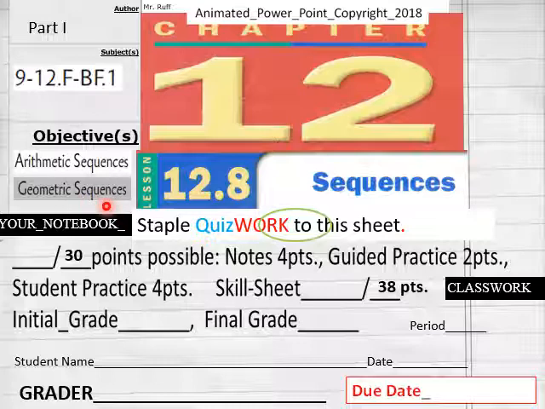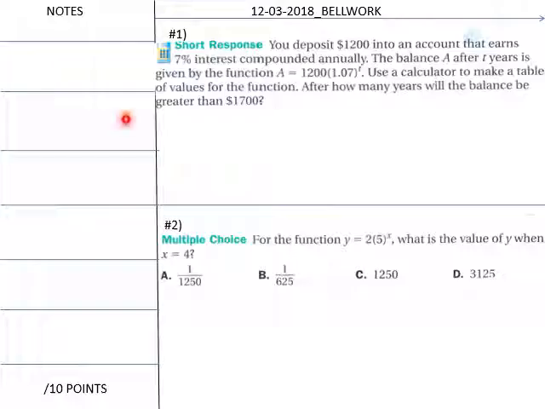Arithmetic sequences and geometric sequences, we're going to get into that. And here's your standard up here.